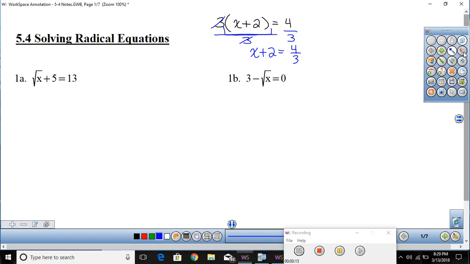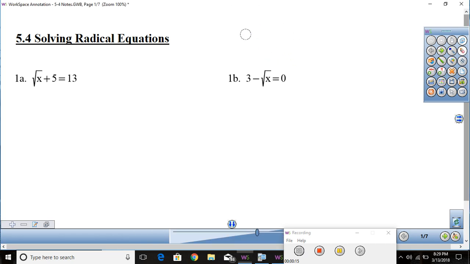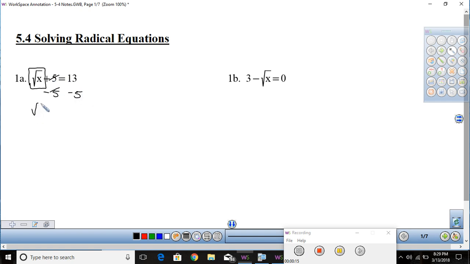These are kind of the same, only the grouping symbol is not a set of parentheses, it's actually just the square root symbol. So we want to get this grouping symbol, which is a square root, by itself. We realize that we're adding 5, so we're going to do like we normally do, and we will subtract 5. So now we have square root of x is equal to 13 minus 5, which is 8.